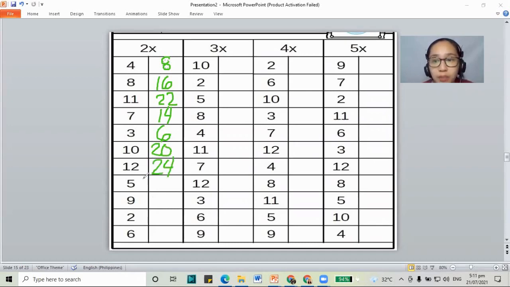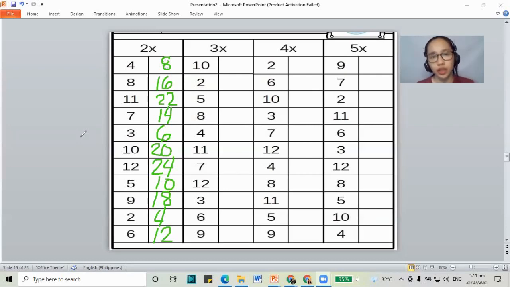24. 2 times 5, you have 10. 2 times 9, that is 18. 2 times 2, that is 4. 2 times 6, you get 12. So if you try to skip count, 2, 4, 6, 8, 10, 12, 14, 16, 18, 20, 22, 24. So that's just easy when you try to remember your multiplication for 2.